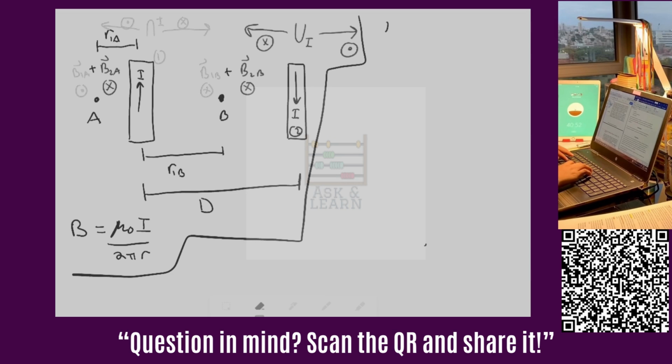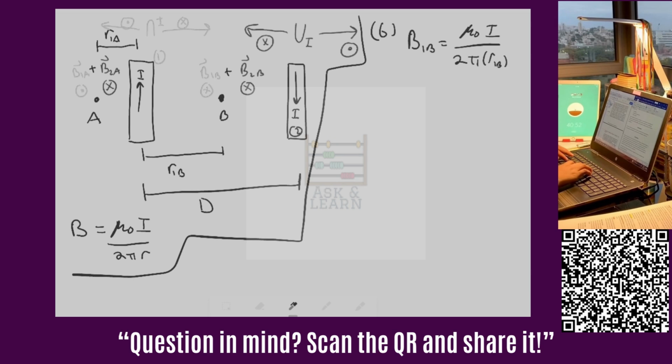Now, for part B, we care about the magnetic field's magnitude at location B. And so we just have to write those individual magnitudes out. And because the fields are in the same direction, we just add the magnitudes together. So the magnitude of the magnetic field from wire 1 at location B is going to be given by mu naught times I divided by 2 pi. Well, how far away is wire 1 from point B? Well, it's R1B.